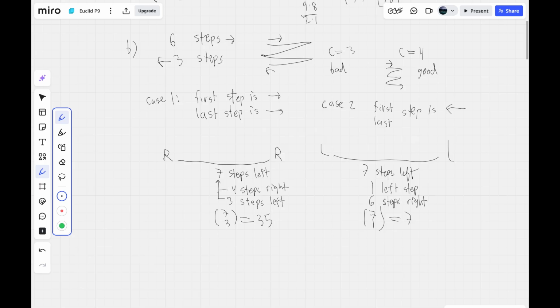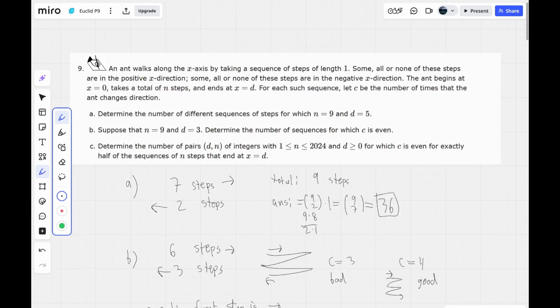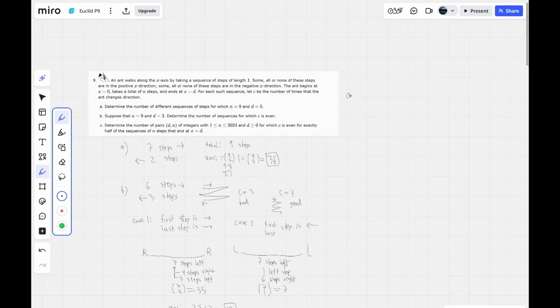So in summary, these are the 2 possible ways for C to be even, and in total that gives us 35 plus 7, which is 42 ways. So in total there are 42 ways for C to be even. So now let's proceed to part C.